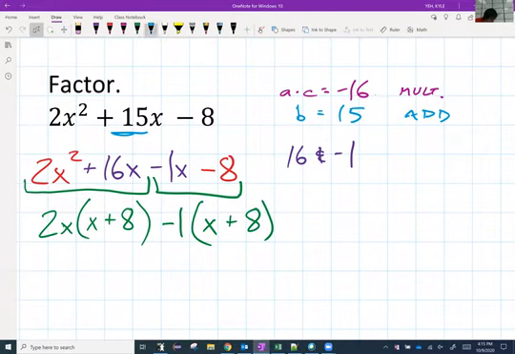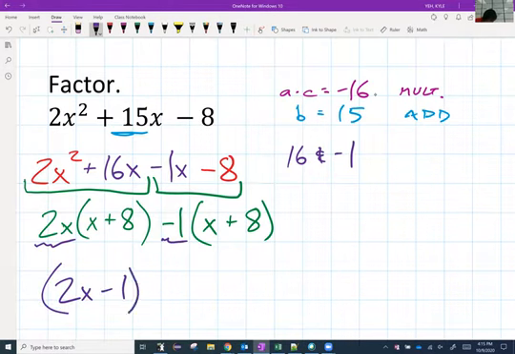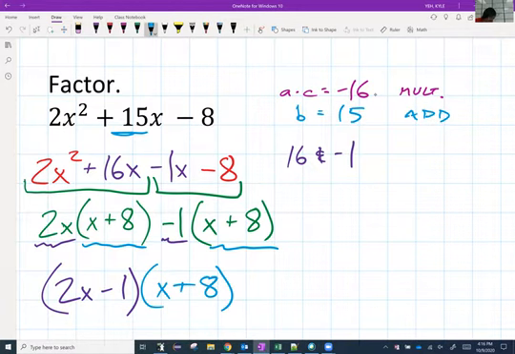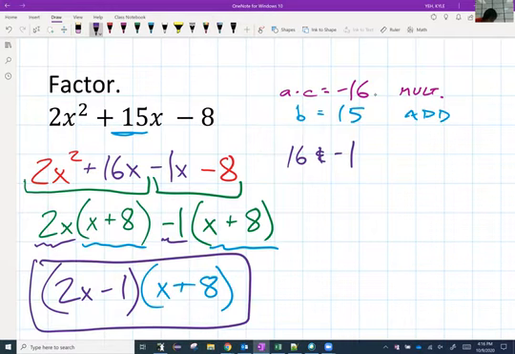The final answer is going to be whatever we were able to factor out, 2x minus 1, times that matching leftovers that we had after we factored something out, 2x minus 1 times x plus 8. And this is our final answer. And we can check it. I'll check it, and then I'm going to recap and walk back through, and then we'll see some more examples.